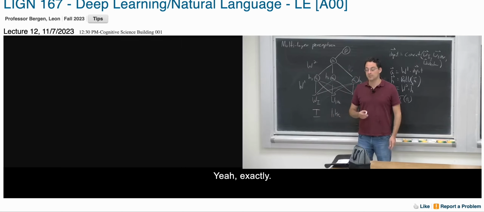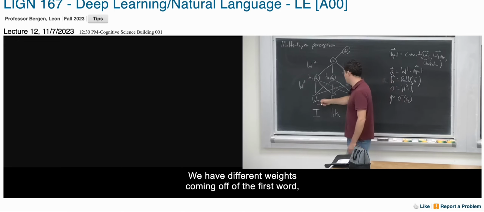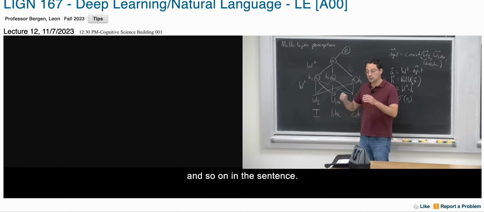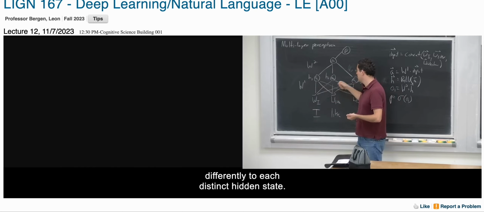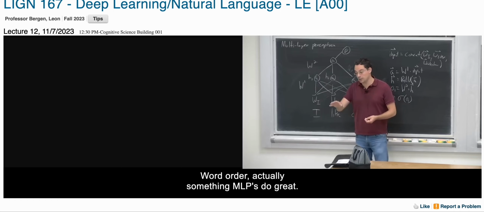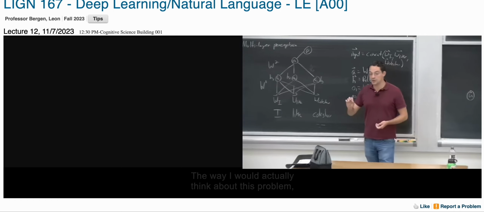Exactly. We have different weights coming off of the first word and the second word and the third word and so on in the sentence. So each distinct word location contributes differently to each distinct hidden state. That's how the model will keep track of word order. Word order is actually something that MLPs do great. The way I would think about this problem is related to word order, but it's actually almost the opposite.